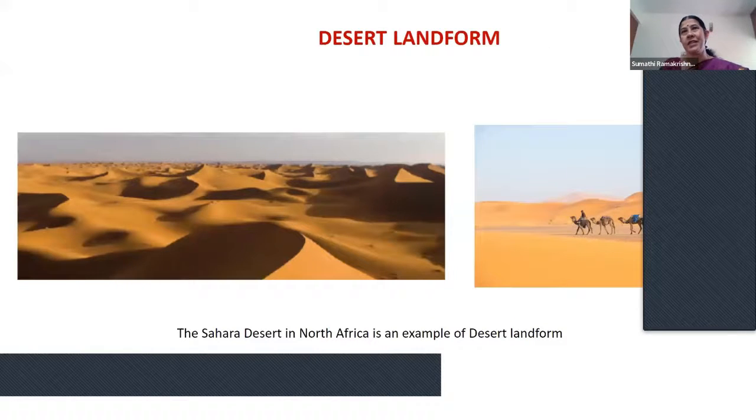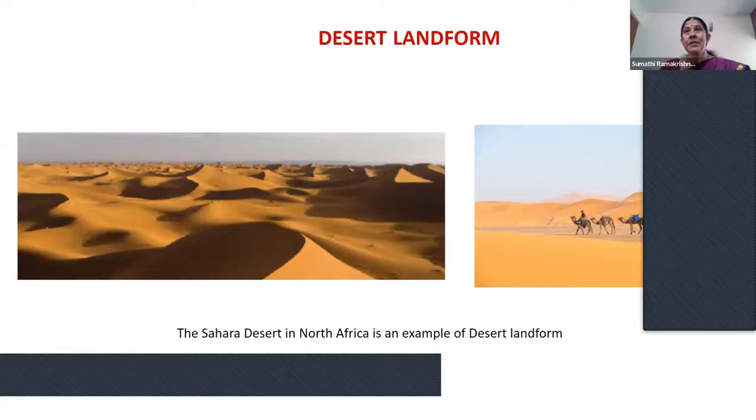Then comes the desert landform. See, a desert is an area which receives very little rainfall, not more than 25 mm per year. These landscapes cover about one third of the Earth's surface and are the most inhabitable regions of the Earth. So they might ask you, what are inhabitable regions? Where people don't live in large numbers. You can tell them like that.